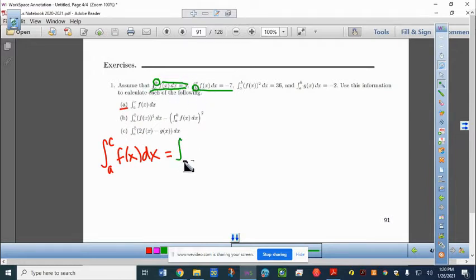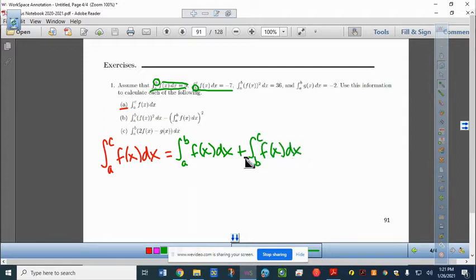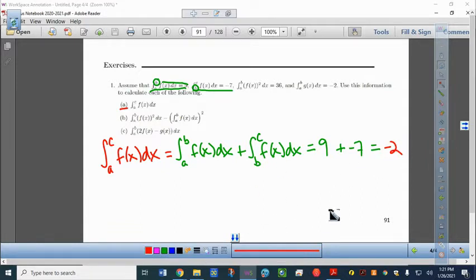So we can say this is the same as the integral from a to b plus the integral from b to c. And we know that the integral from a to b has value of 9 and b to c has value of negative 7. And so we know this whole thing is going to have to equal 2. Okay, so that was choice A. Let's look at B now.